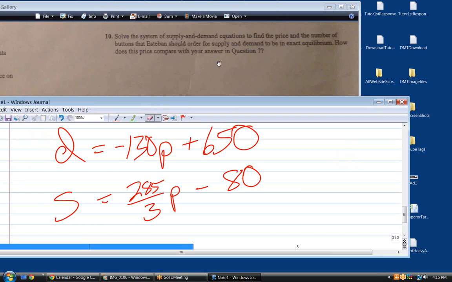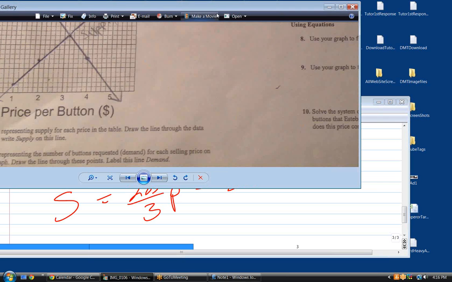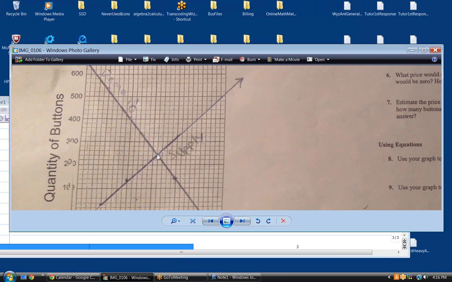And question 10 says, solve the system of supply and demand equations to find the price and the number of buttons that Esteban should order for supply and demand to be in exact equilibrium. How does this price compare with your answer in 7? Well, I'm assuming that in 7 your answer was the intersection point, right? Yep, right. You came up with about 320. Looks more like 240 to me.